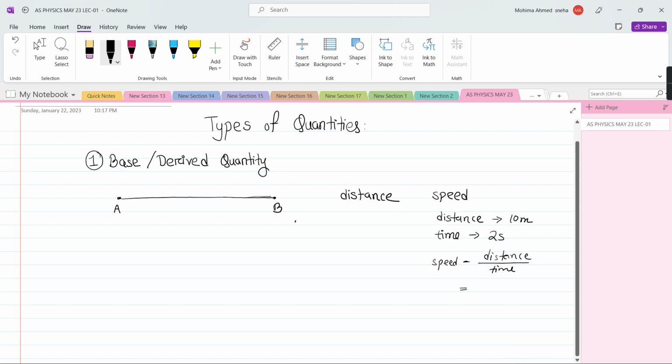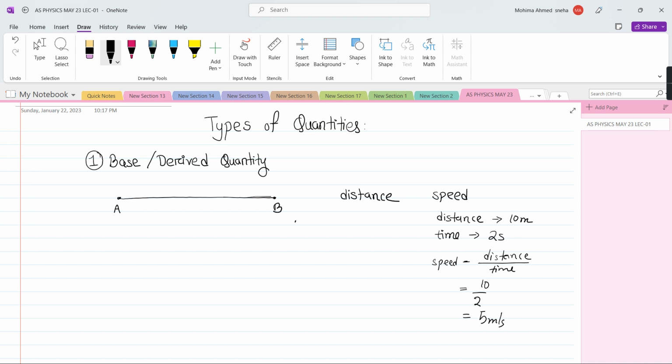And then you need to input these values into the given equation for speed, that is 10 over 2, and then you are going to end up with the value for speed. So you have to work 3 to 4 steps to eventually get to the value for speed. You have to first calculate or measure the distance, then you have to measure the time, then you have to input the values of distance and time into the given speed equation, and then you need to use a calculator to calculate the value for speed.